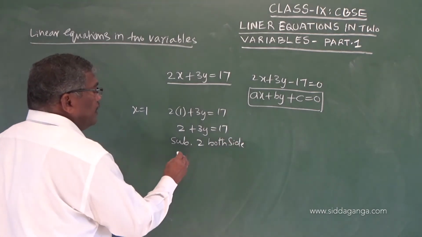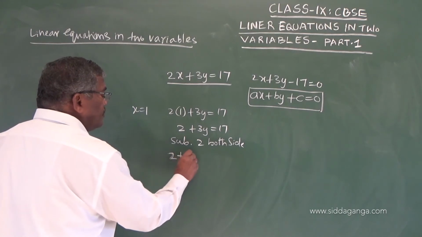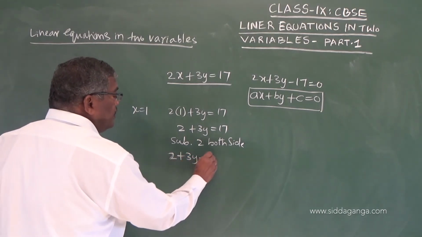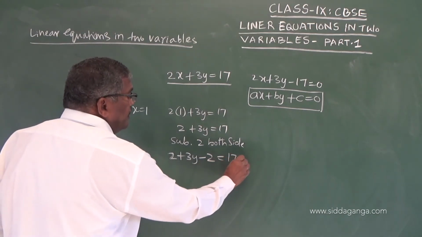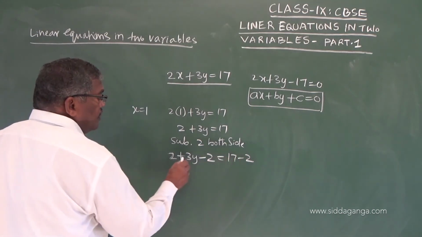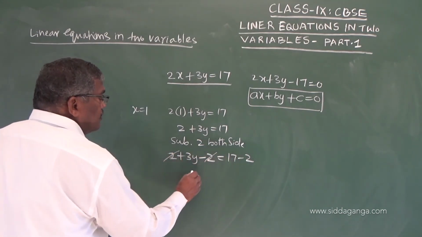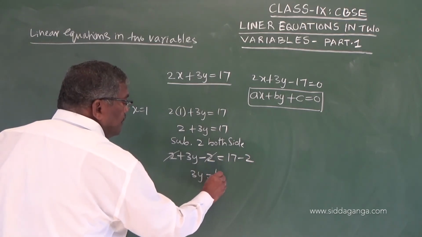So therefore we will get 2 plus 3y is there, minus 2. I am deducting 2 this side, 17 minus 2 this side. So I have subtracted 2 both sides. This 2 and 2 get cancelled. 3y equals 17 minus 2, which is 15.